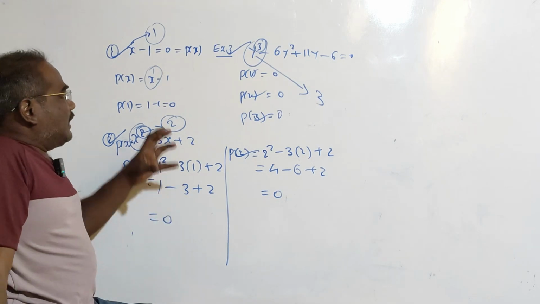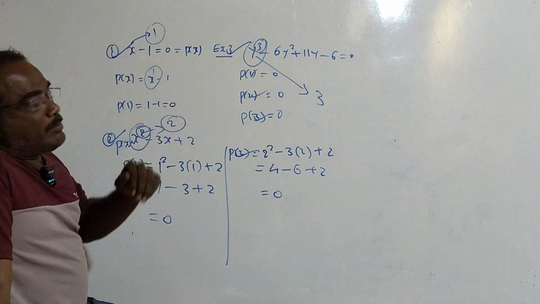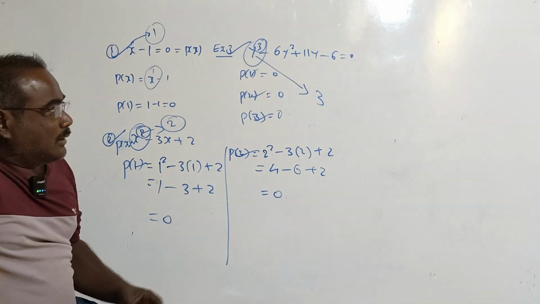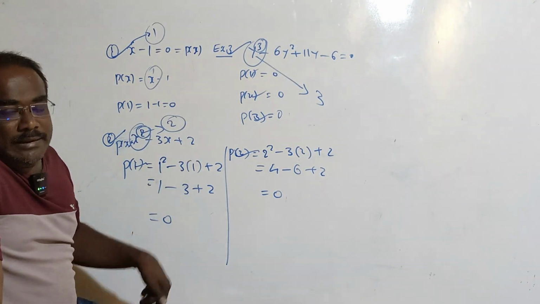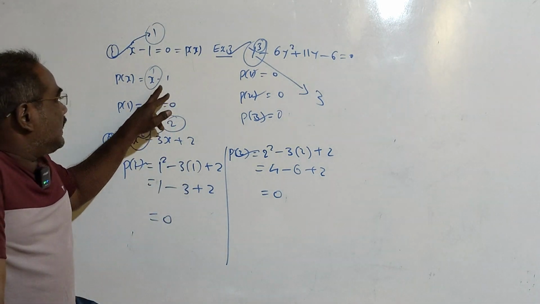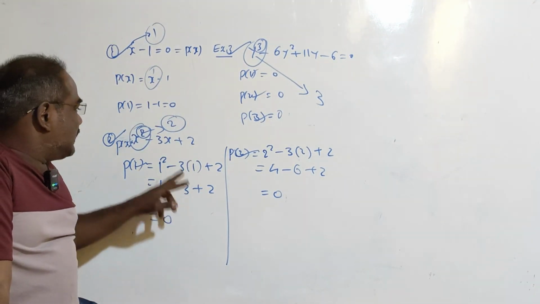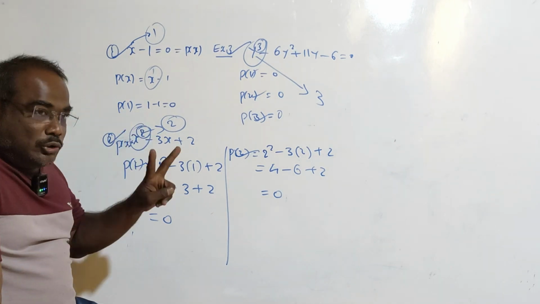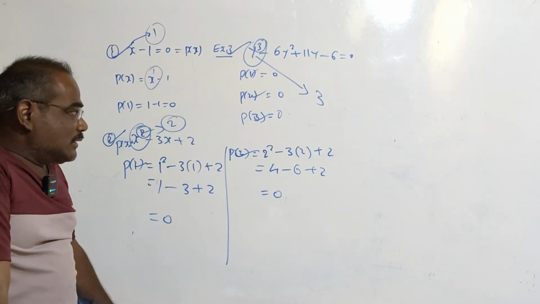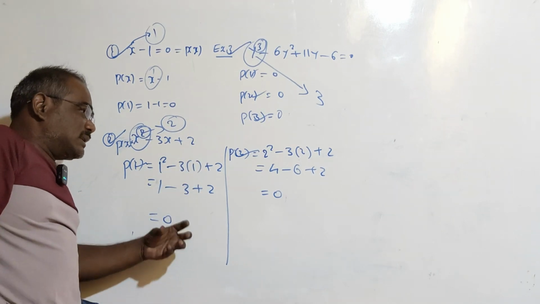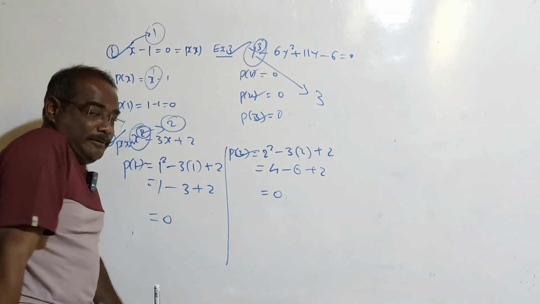By observing example number 1, example number 2, example number 3, we come to know that as many as the degree, that many zeros are there. If the degree is 1, there is one solution, meaning 1 zero. If the degree is 2, 2 zeros. If the degree is 3, 3 zeros. It continues. The number of zeros of a given polynomial depends on its degree.